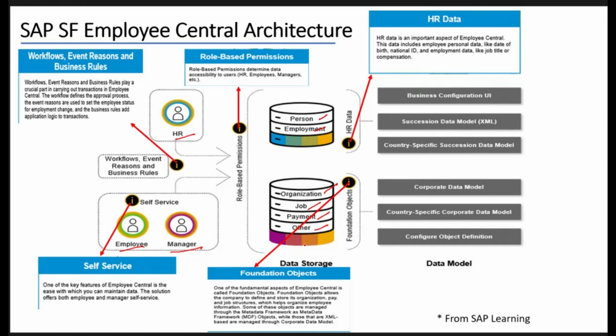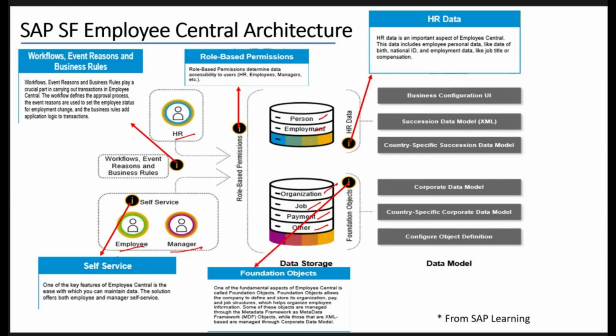While those that are XML based are managed through the corporate data model. So basically, there are two kinds of foundational objects. One is the objects which are created in the XML model, and the second is the objects which can be accessed through the metadata framework. These are called metadata framework objects, and the objects which are created in the XML based model, we call XML based objects. We will see them in detail in the next coming videos.